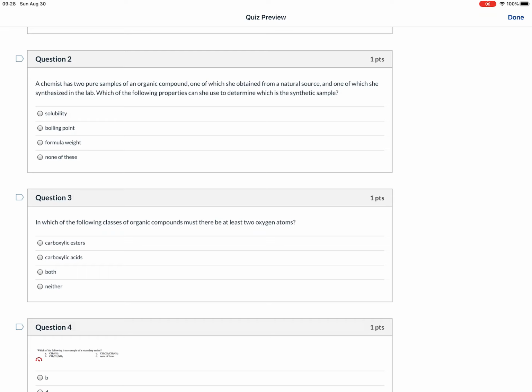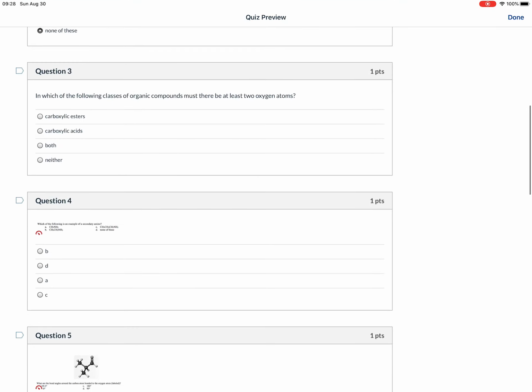A chemist has two pure samples, one of which she obtained from a natural source and one she synthesized in the lab. Which of the following properties can she use to determine which is the synthetic one? Well, the answer is none of these. Since a synthetic organic compound is identical to a natural organic compound, their solubilities, boiling points, and formula weights are going to be the same.